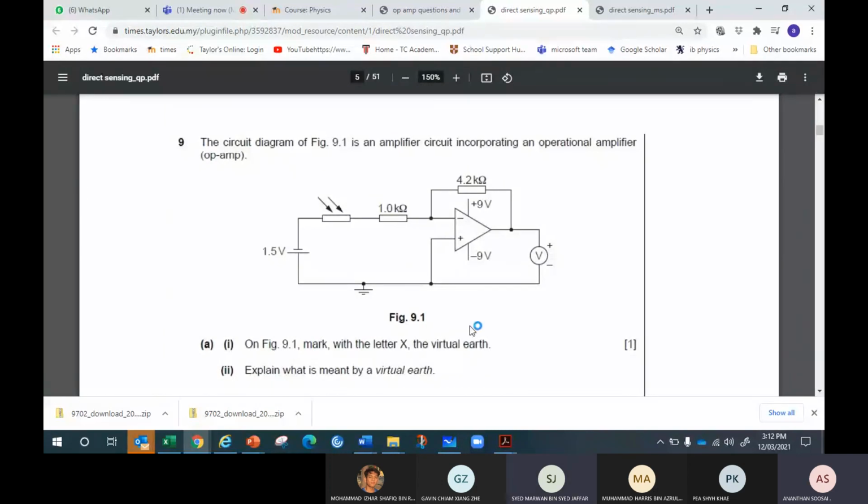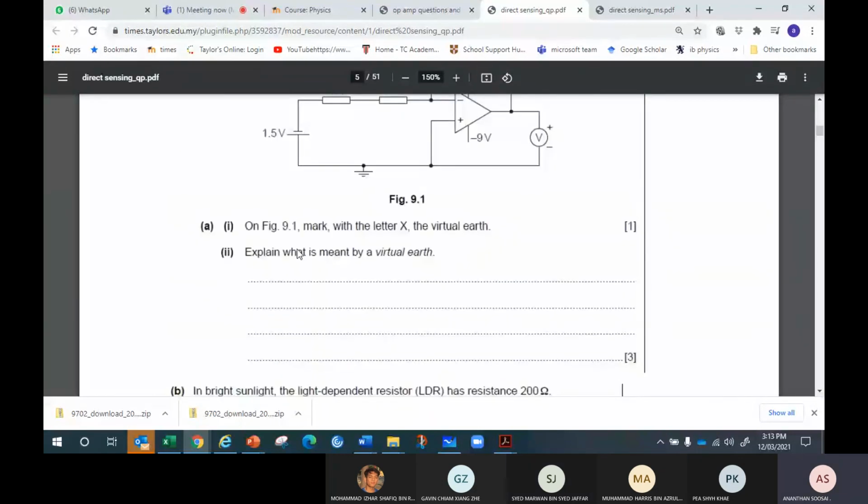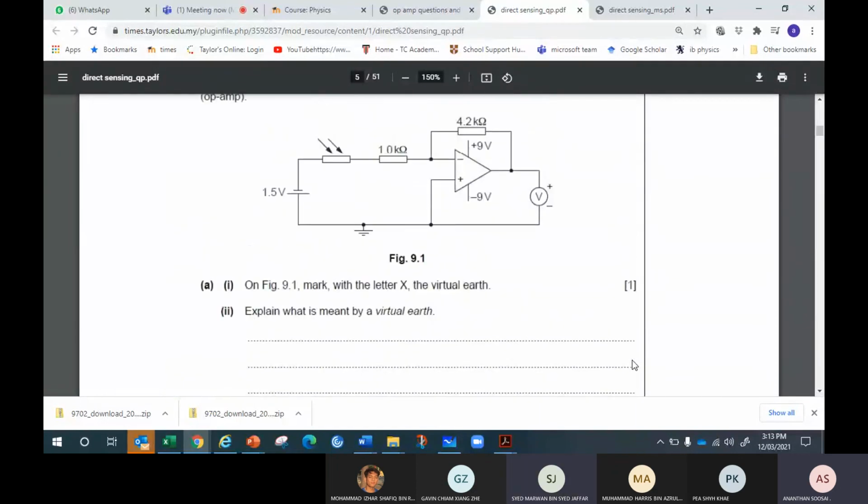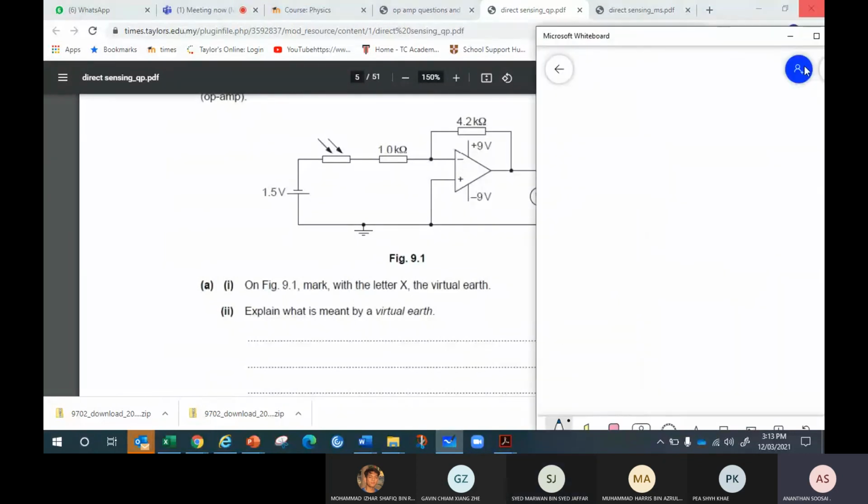So first answer. Mark with the letter X the virtual earth. Of course, this point here is the virtual earth, right? The input at negative, this is the virtual earth. Okay, what is meant by virtual earth? 3 marks. What is virtual earth? You have to say that to prevent saturation. That's the first point, right? Anyone? So virtual earth is what?